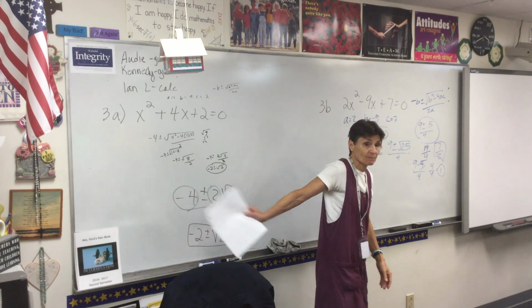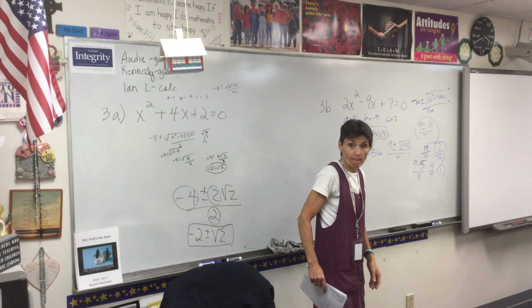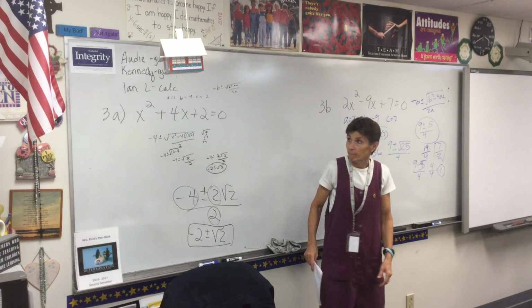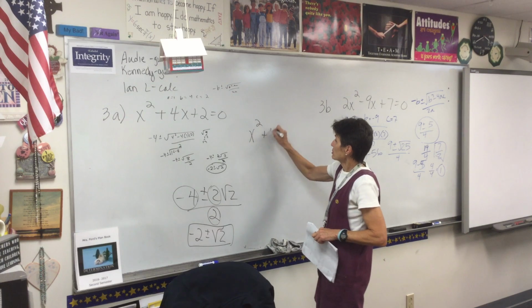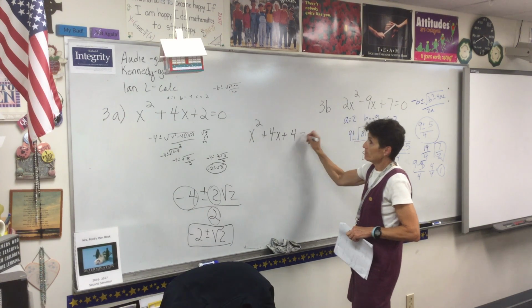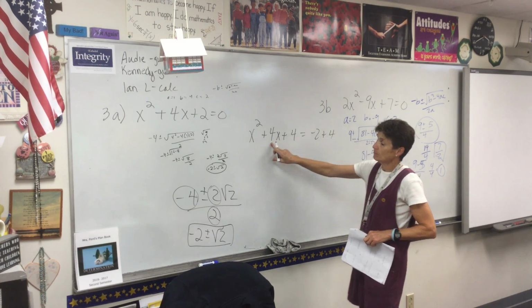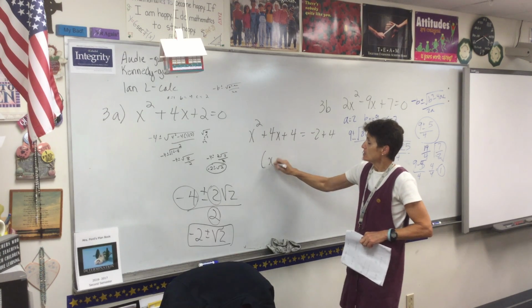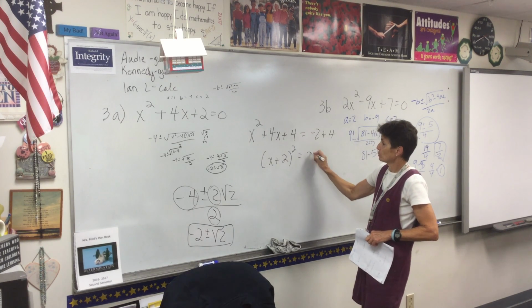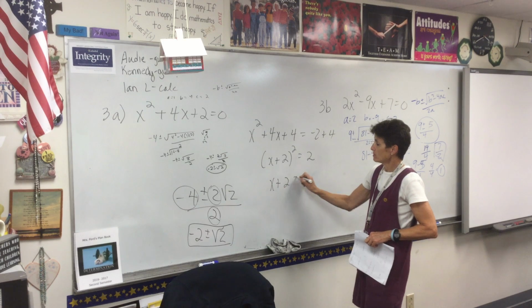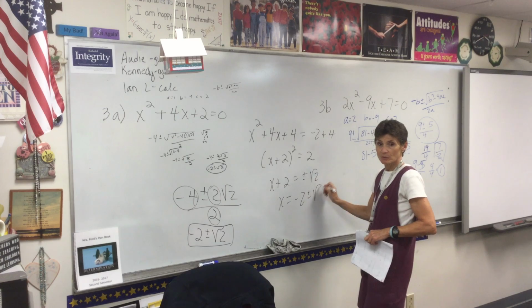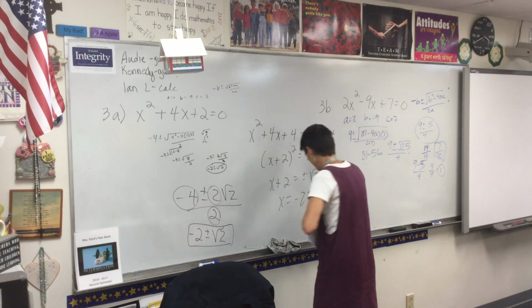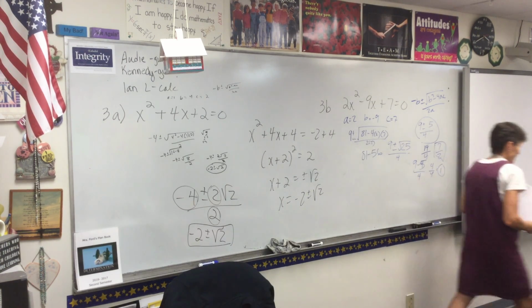This one doesn't. Could you go over completing the square, please? Okay, real quickly. I'm going to add 4 to both sides because half of 4 is 2 and 2 squared is 4. So this is x plus 2 squared equals 2. I take the square root of both sides, and sure enough, negative 2 plus or minus root 2. Same answer. Okay, so those are review.